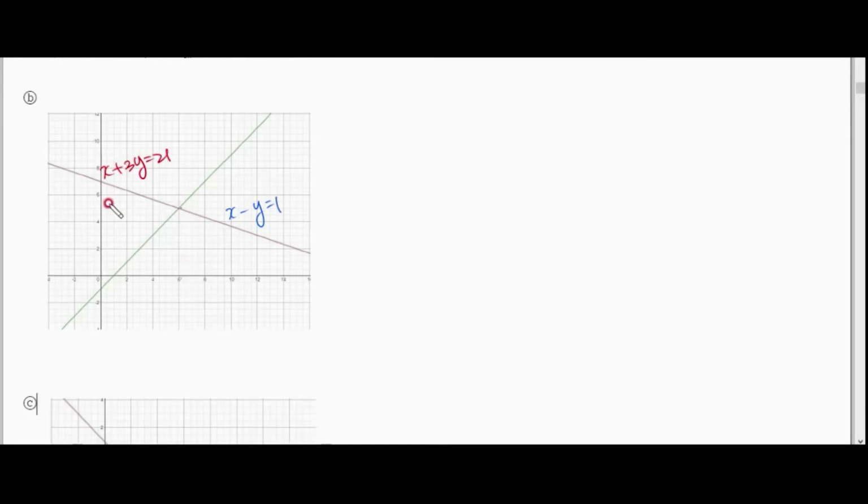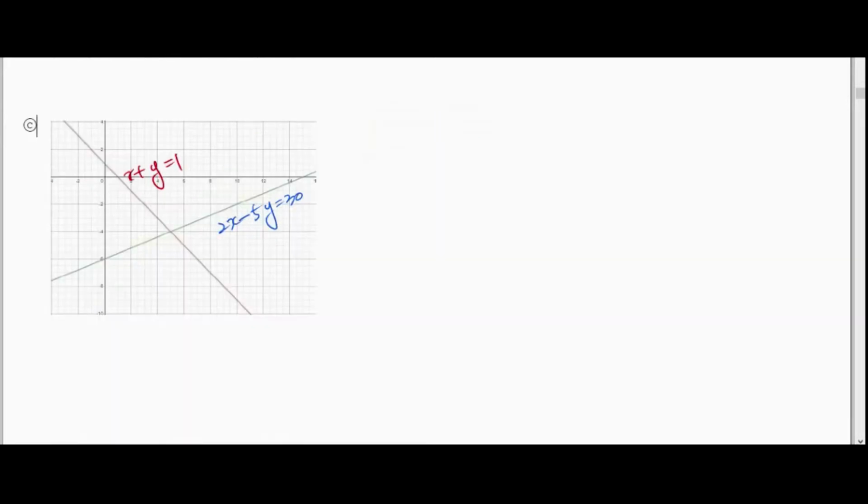In case of B, the point of intersection is 6, comma 5, like this. And let's start with the first one. So 6 plus 3 multiplied by 5, and that definitely is 21. 6 minus 5, that equals 1. And finally, it's C. So the point of intersection is 5, comma negative 4, like this.